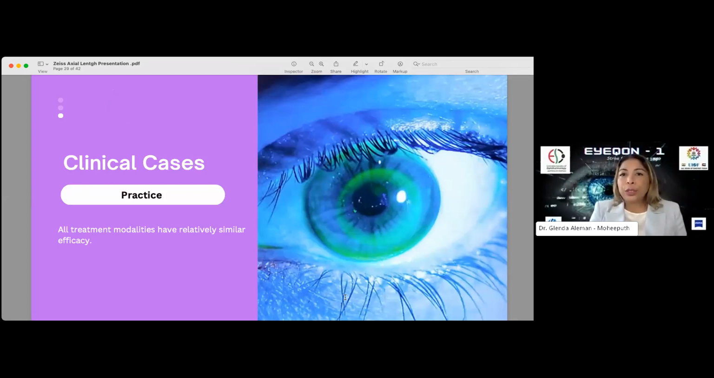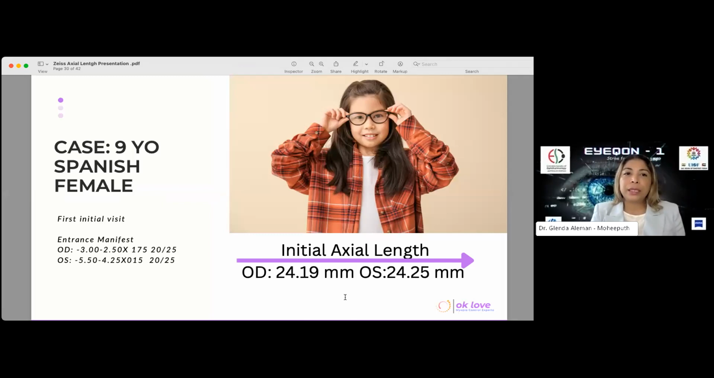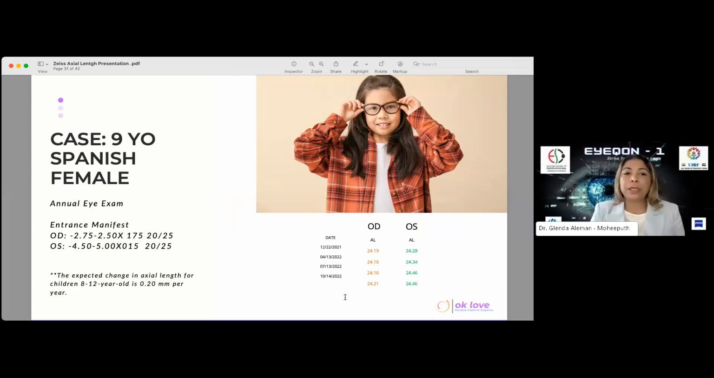So now we're going to review some cases. This is a 9-year-old Spanish female. You can see here her axial length is 24.19 and 24.25 already. And this is her entrance manifest. Because of the amount of astigmatism, we decided to start her with atropine.